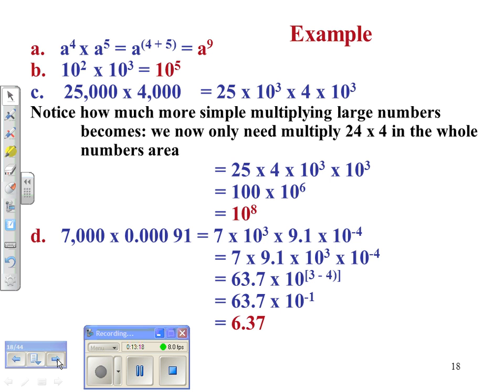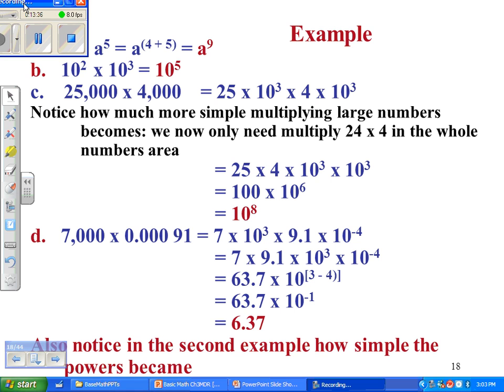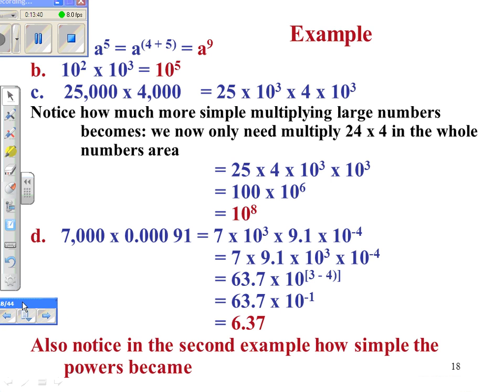We're going to move the decimal place which way? One place to the left, so it becomes 6.37. Can you see how the engineering notation of the powers of 10 make things simpler to look at even when they're big numbers and really, really small numbers? And that's the whole purpose of engineering notation. Once again, it's the language of electrical work. Also notice in the same example how simple the powers became.